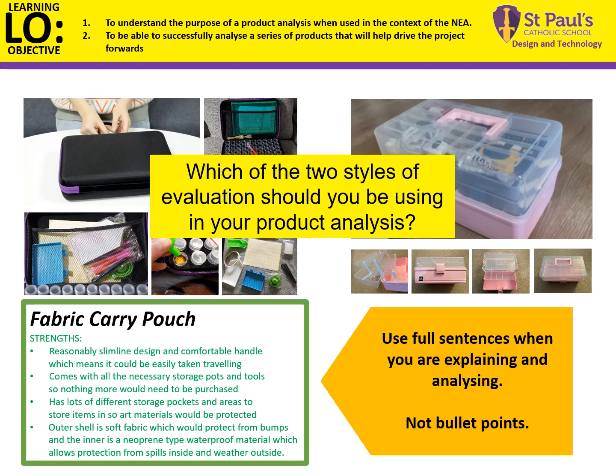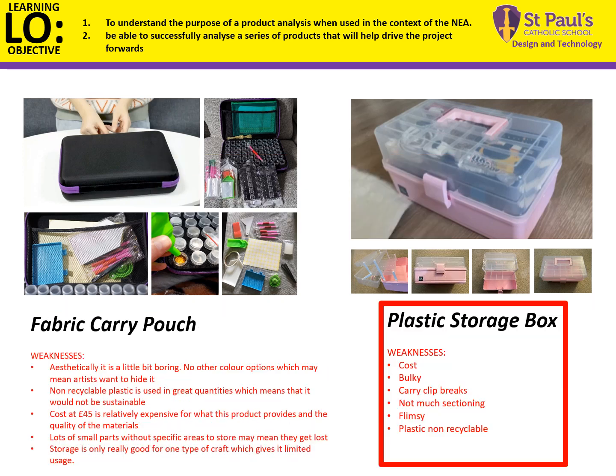So make sure you use those full sentences, do not use bullet points, and make sure the evaluation that you're doing has a level of analysis in. So give me a reason and then give me why it's a reason. So if it's a positive, give me a positive and why that is a positive. The same applies for the second one.